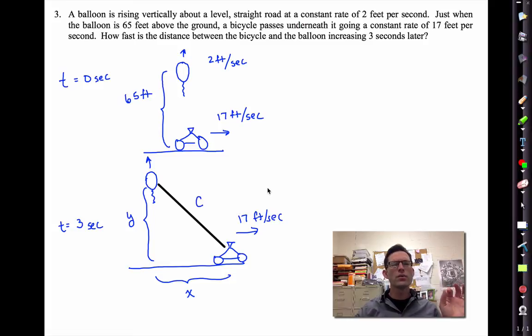All right, so what do we know now? Let's phrase some rates. Well, we know, based on this picture, that the balloon is going up, dy dt, at a rate of 2 feet per second.